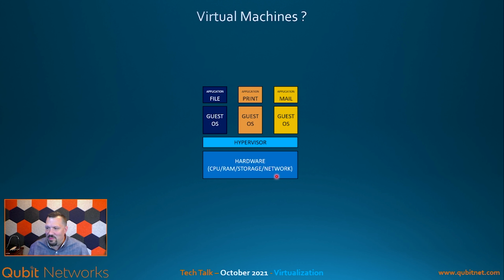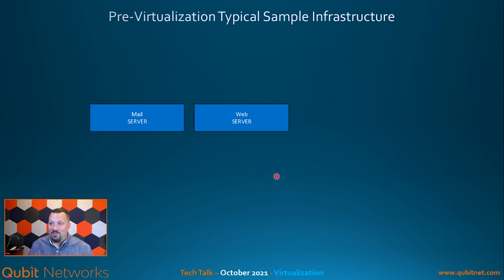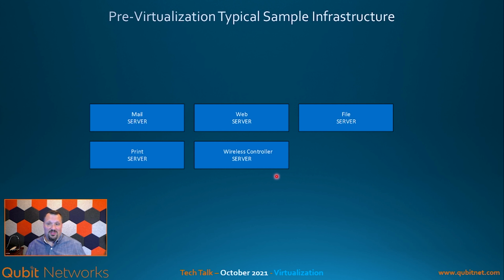So how did this come about? It used to be, before virtualization, here's some typical sample infrastructure, let's say. You would have a mail server on a box. You would have a web server on a box. You would have a file server on a box, a print server, a wireless controller, a camera server, directory services, SQL server, all kinds of different things. You'd have them all in a different box. I just threw a couple up for example.